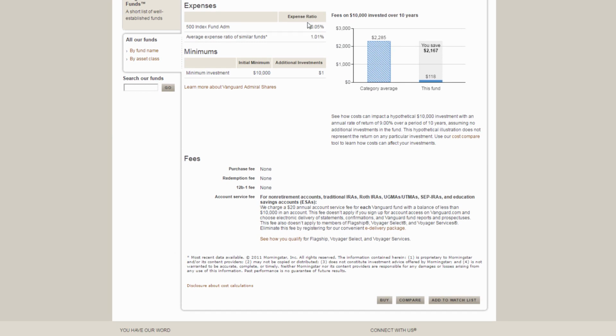This expense ratio is that annual cost. That's your yearly annual 0.05 you're paying. So we look down further here at fees. Purchase fee, that would be a load, is none. So great, there's no load to it.